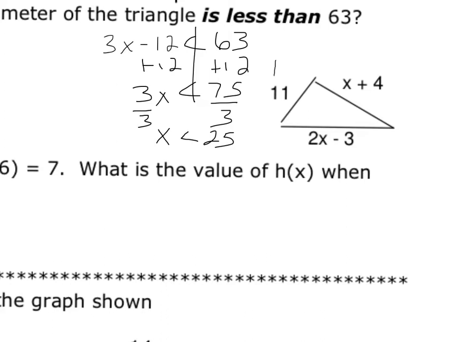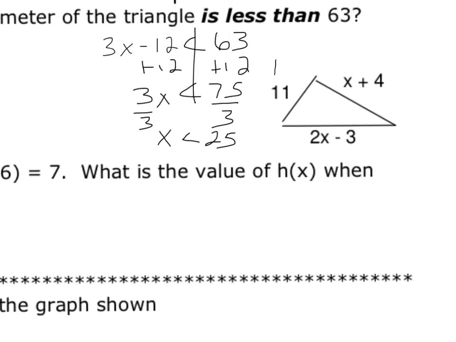Okay. So value of x could be anything less than 25. And I don't know how it's going to be on the test. It could be a compound inequality, because that's actually what it should be if we were to figure this out, because I couldn't have a side that's any less than 0, or it couldn't even be 0, so x could not equal negative 4, because that would make that side 0. And over here, x could not equal 3 halves, because if I put 3 halves here, that would equal 0.